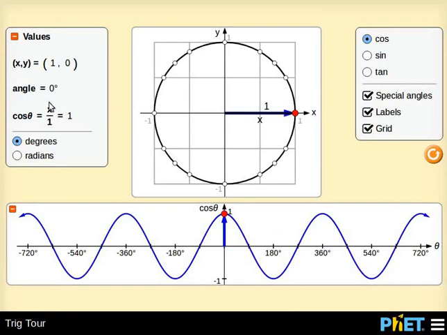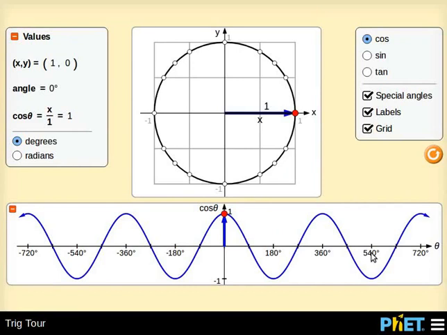The angle theta can be given in degrees or radians. Click the degrees radio button. X, y are coordinates 1, 0 of the red point at angle theta equals 0 degrees. When angle theta equals 0 degrees, x-coordinate of the red point is 1.